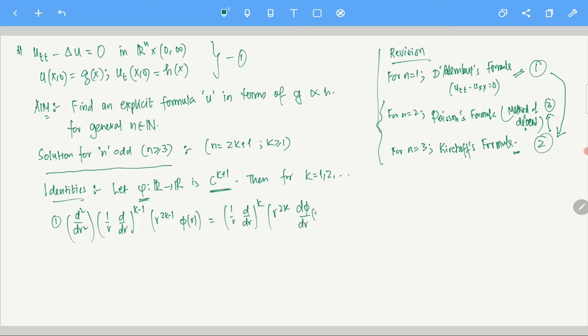Del phi del r acting at r. Clear? So essentially what I am saying is you have r to the power 2k minus 1 times phi of r, and you take the action of this particular thing, 1/r del r, k minus 1 times. You evaluate it on r^(2k-1) phi of r, and then you take the d^2/dr^2 of that whole thing. That will be (1/r d/dr)^k of r^(2k) dphi/dr. Okay, yes. So please remember this thing, and let me make it very clear.